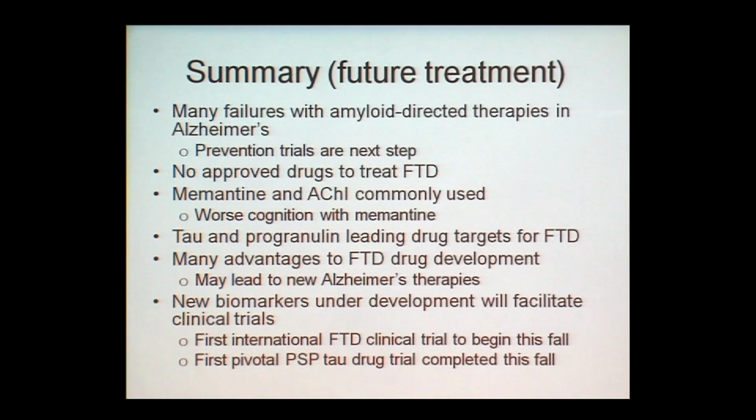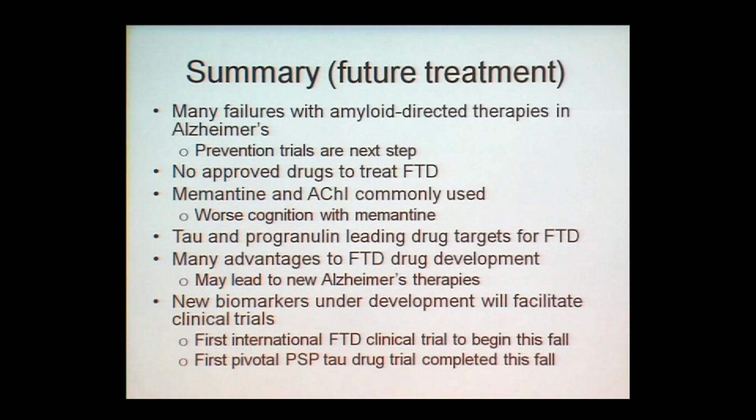But we think that FTD may have many advantages for drug development, and particularly if we focus on these proteins, tau and progranulin, this may be a way that we can develop effective therapies for a variety of different neurodegenerative diseases. And we're developing new tools here at UCSF to do this. We will be finishing the first pivotal PSP tau trial with davunitide this year, and we believe the first international FTD clinical trial with a tau agent should begin this fall. So stay tuned for that as well.